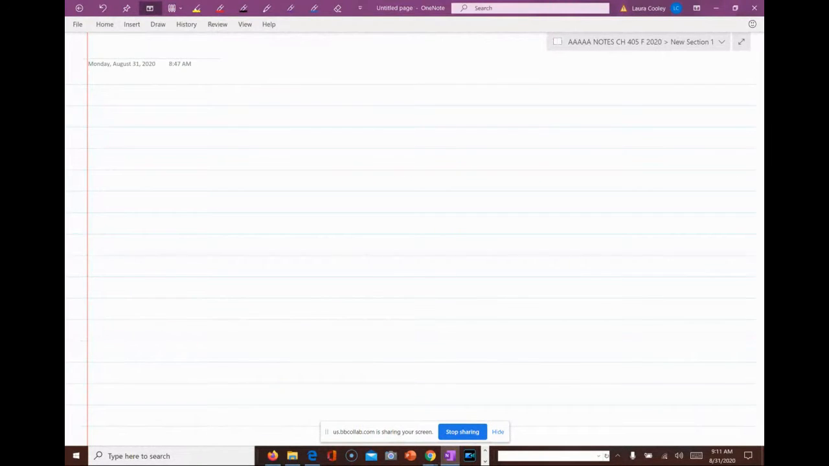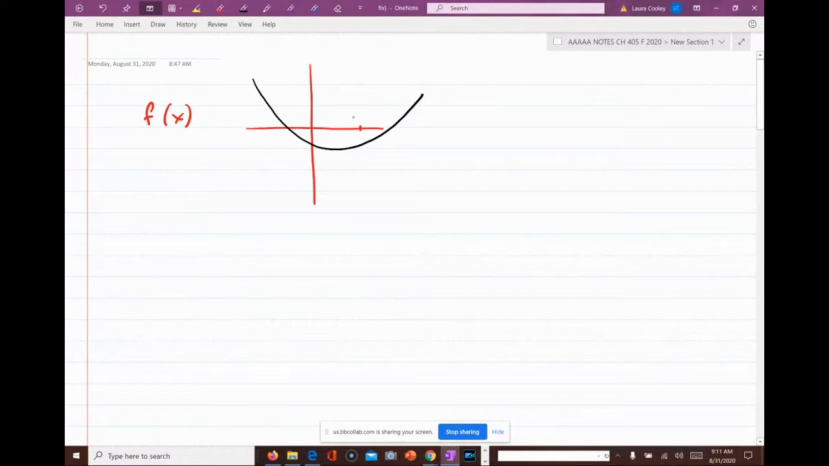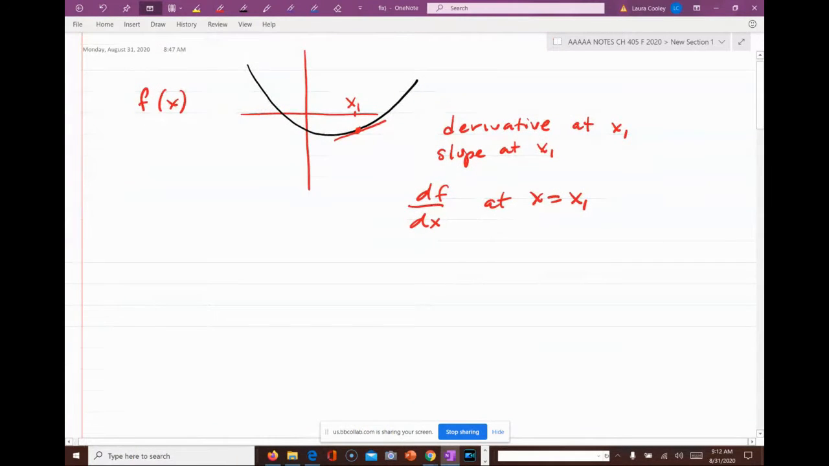So I wanted to say that for a single variable function, like f of x, whatever it might look like, if a function looks like that, and if you take the point here, let's take a point x1, and you think about the derivative at that point, that's the slope at x1, right? And that is the derivative df dx at x1, okay?